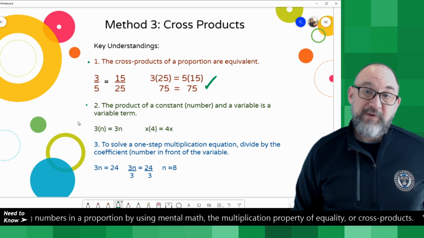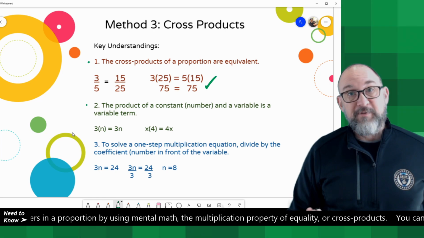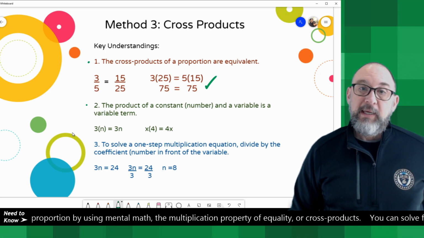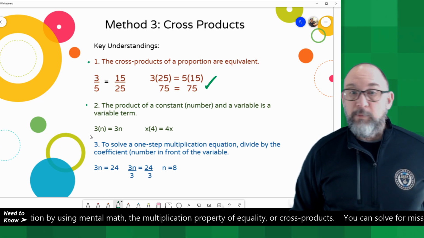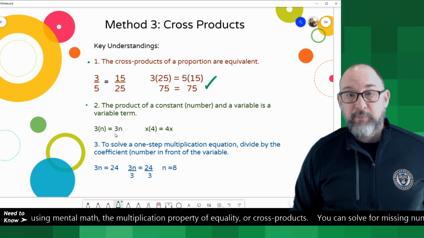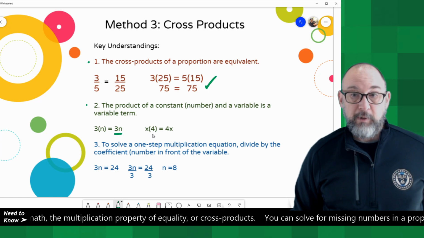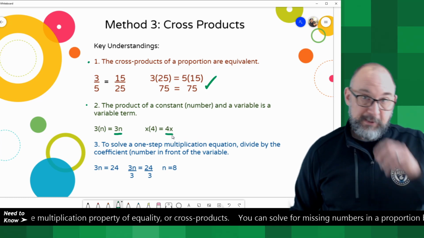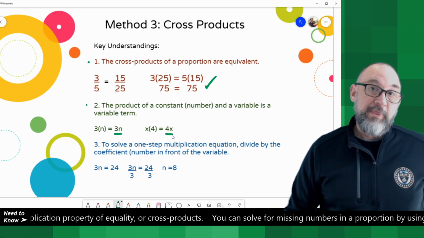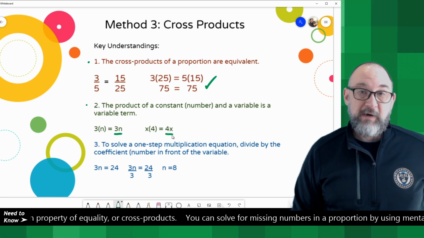Second key understanding. The product of a constant, which is just another name for a number, and a variable is a variable term. So if you multiply a 3 times an n, its product is 3n. If you multiply x times a 4, the product is 4x. We normally write the number first in a variable term.